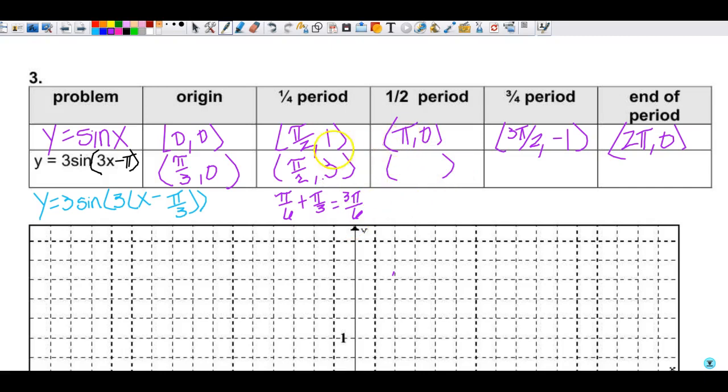Then I'm going to take pi. I'm going to divide it by 3. That gives me pi thirds. I add another pi thirds, so that gives me 2 pi thirds. My 0, which is my y value, gets multiplied by 3, and that is 0.